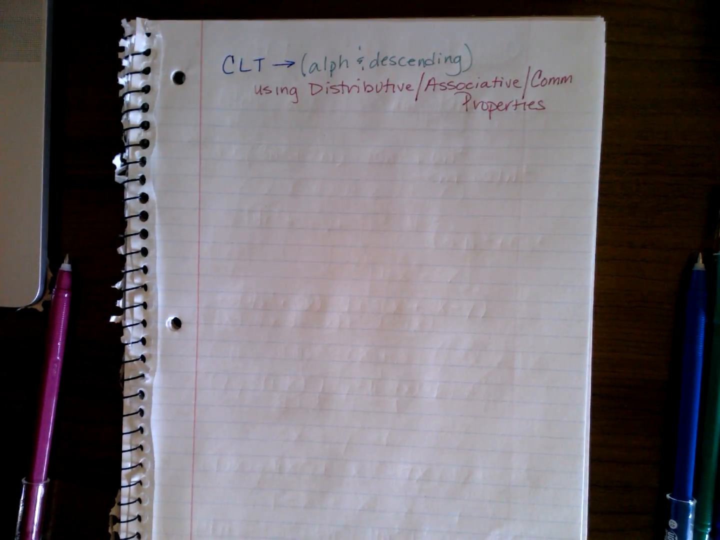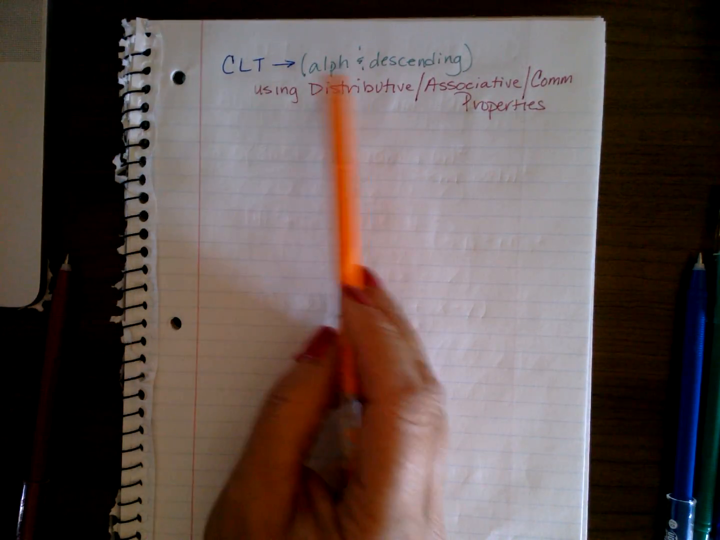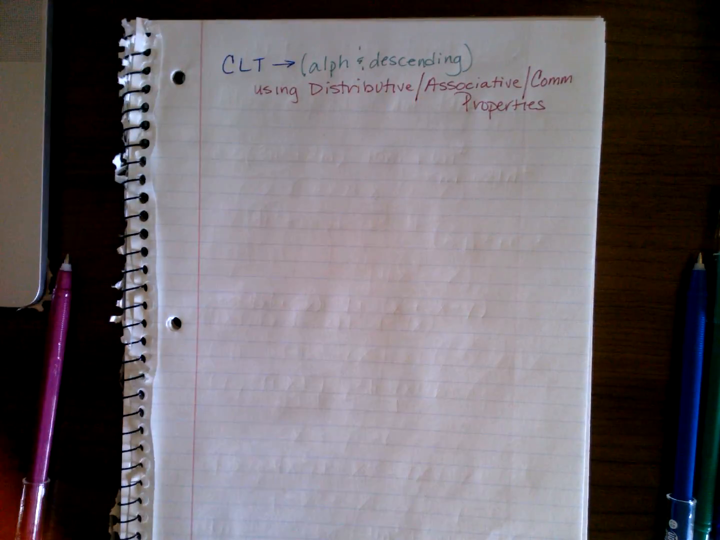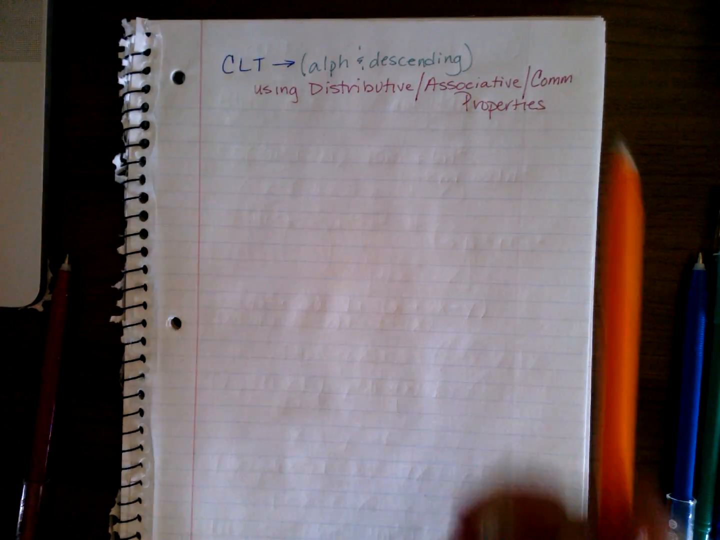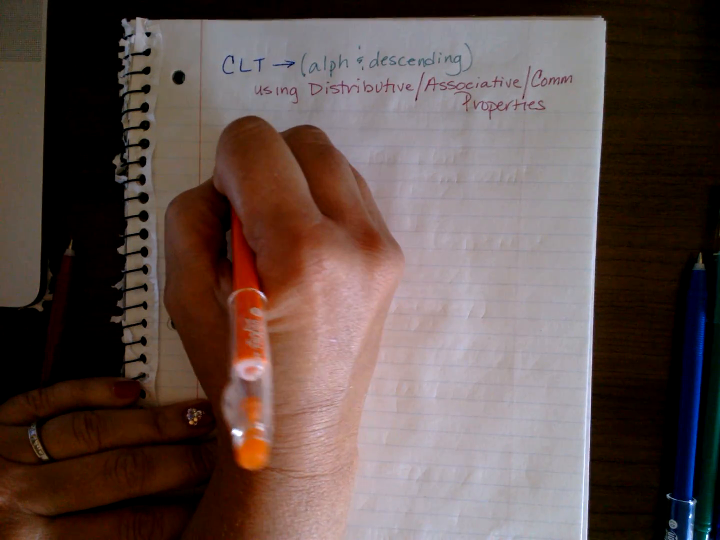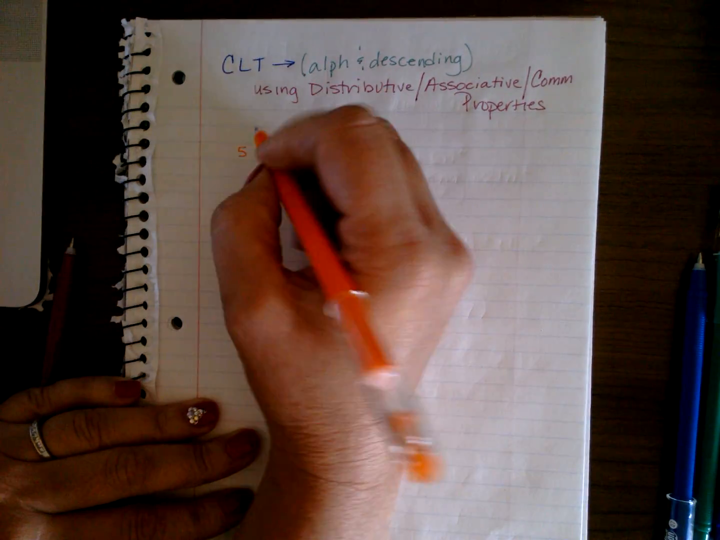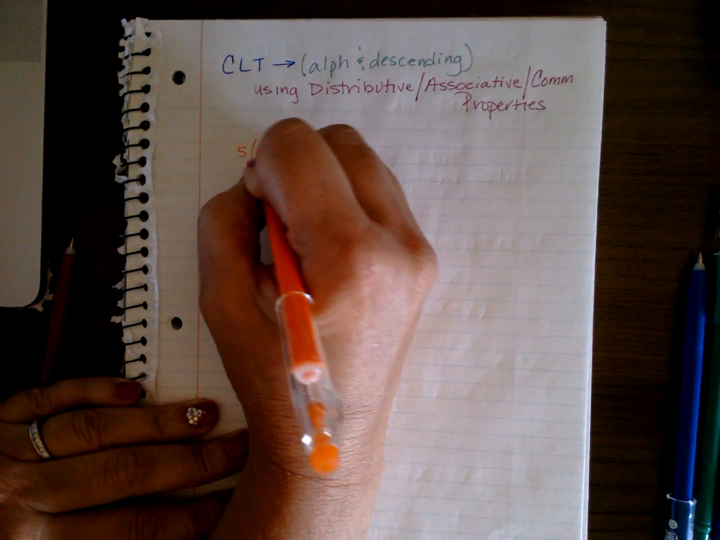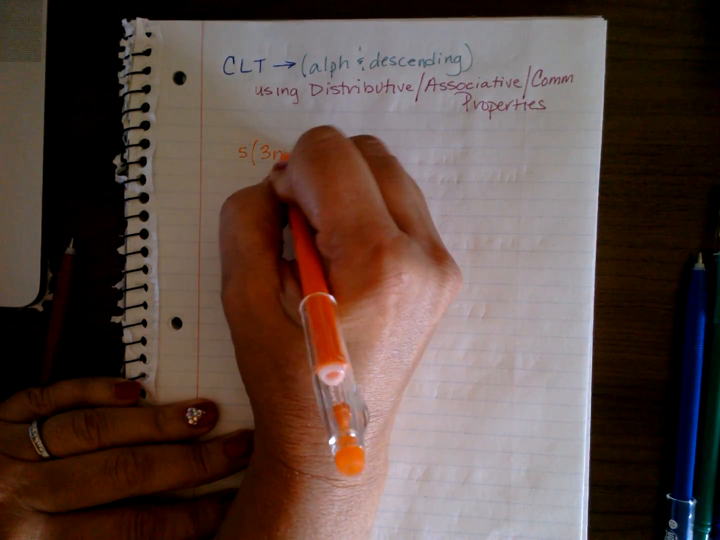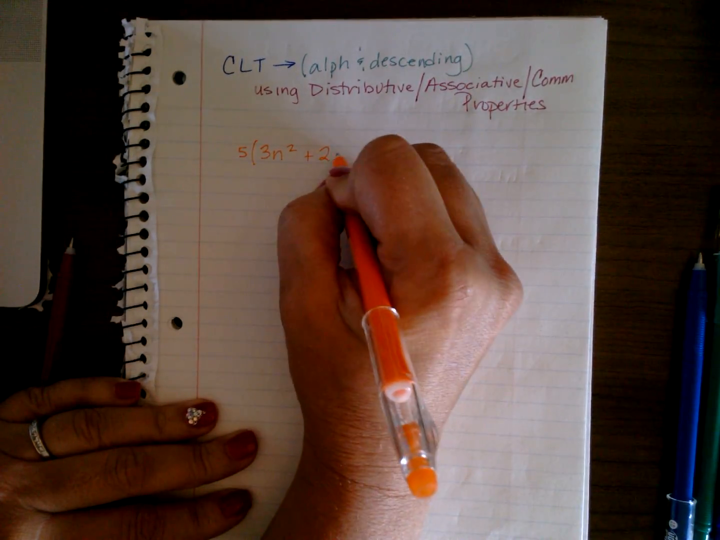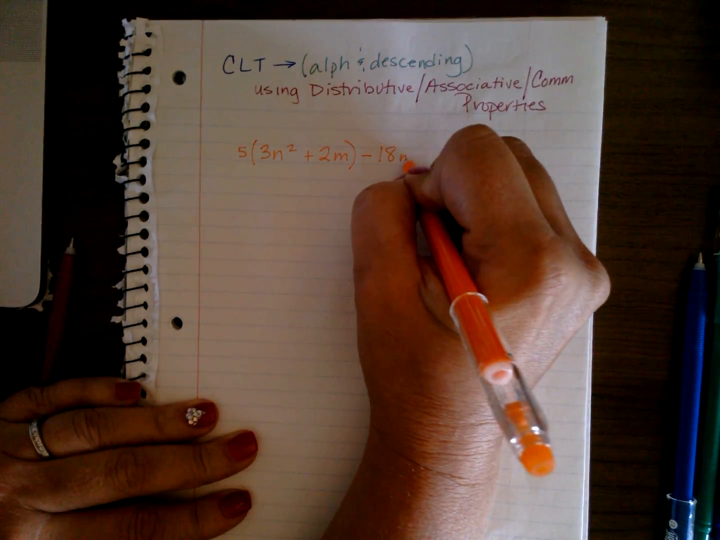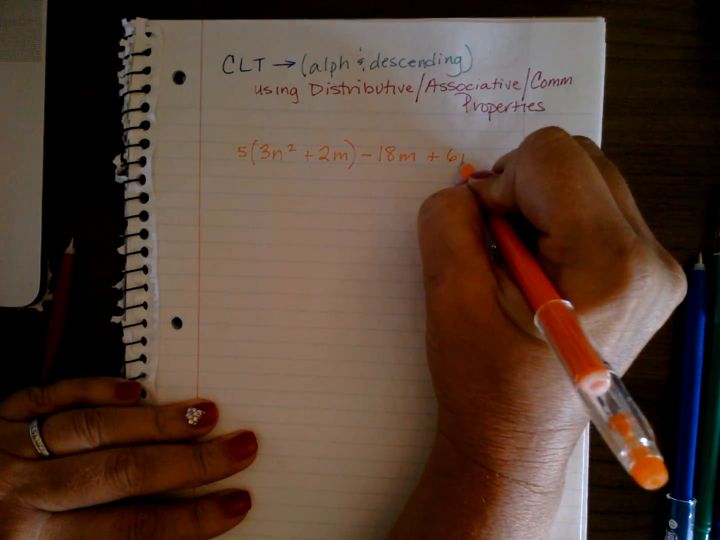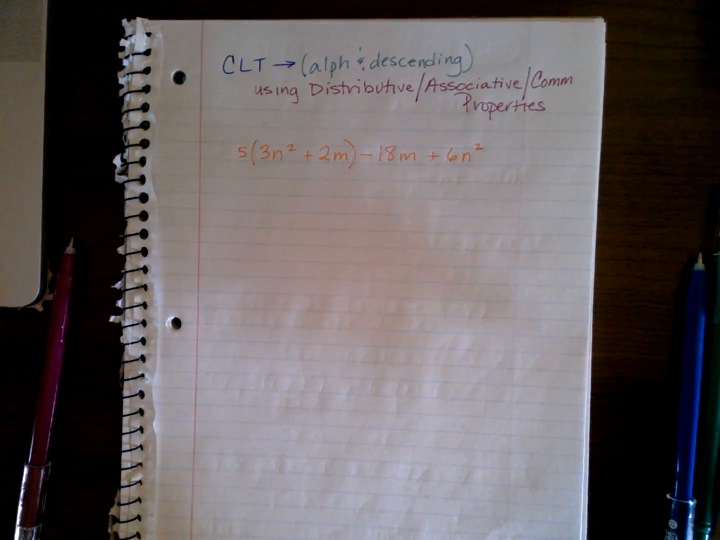To continue our conversations, combining like terms, we talked about alpha order and descending order. Now we're going to push all that together using the distributive, associative, commutative properties. We'll start with 5, again, write this down as I say it, times the sum of 3n squared plus 2m minus 18m plus 6n squared.